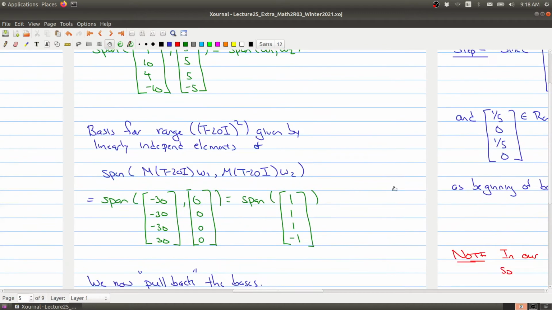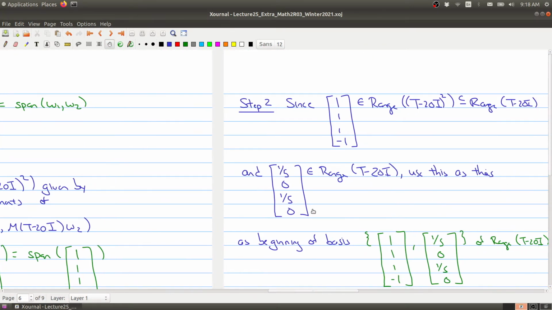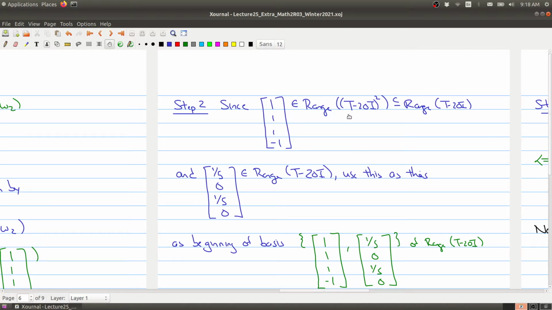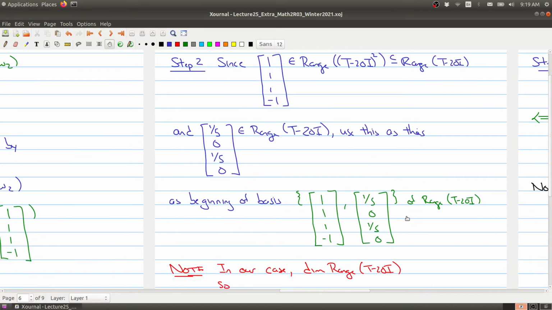Okay, and now notice that this vector is in the range. That's how it's defined, right? It's actually the basis for the range of the space, and that's contained inside of the range of T minus 20I. And this new vector is also in the range of T minus 20I, and we'll use this as the beginning of a basis. So we want to use this to build the basis of the next space that we're working on.